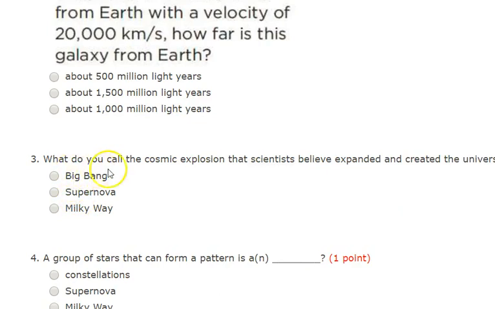Number 3. What do you call the cosmic explosion that scientists believe expanded and created the universe? Is it the Big Bang, supernova, or Milky Way?